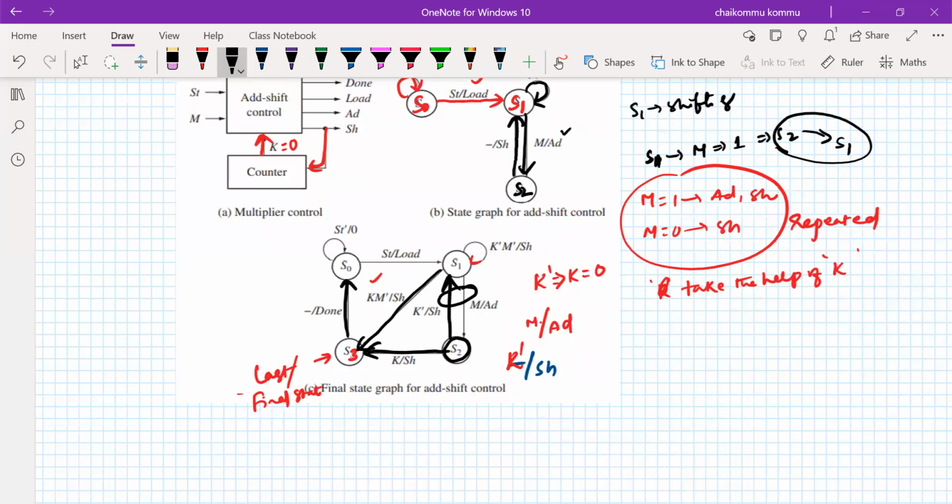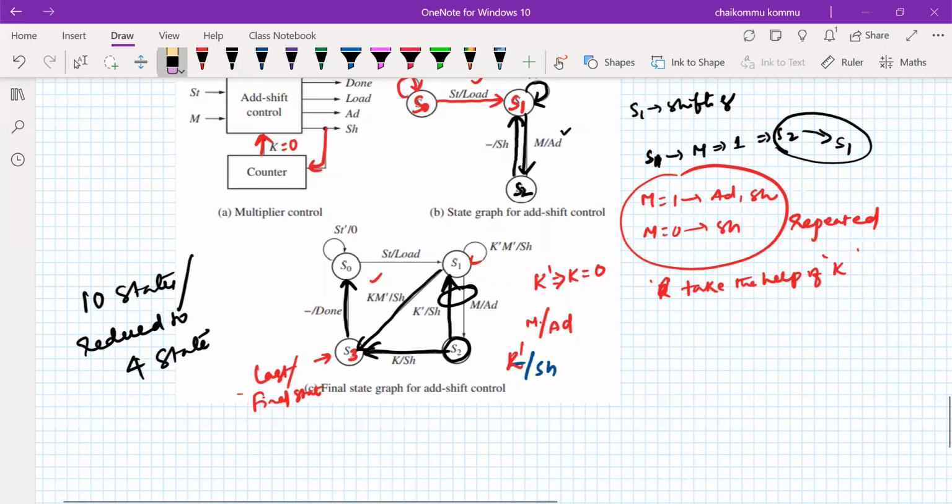So therefore, the 10 states are reduced to only 4 states. How many bits are required for this? Sorry, not 4 bits, 2 bits. Take that, 4 states: 0 0, 0 1, 1 0, 1 1. So therefore, 2 bits are sufficient. With 4 states, 2 bits are sufficient for the memory element.